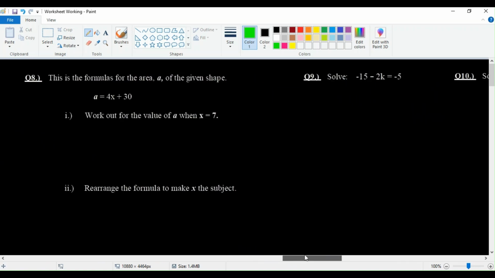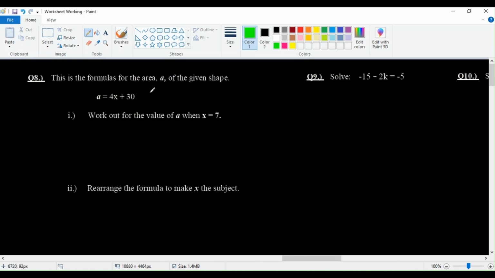Moving on to question number 8. In here, this is the formula for area, which is given for the shape. A equals 4x plus 30. Work out the value of A when x is equal to 7. That means 4 is going to be multiplied by 7, because the value of x is 7. 4 times 7 is 28, plus 30 is going to give us 58.